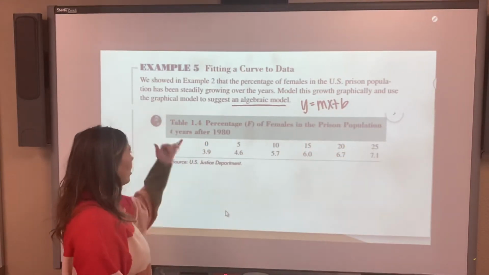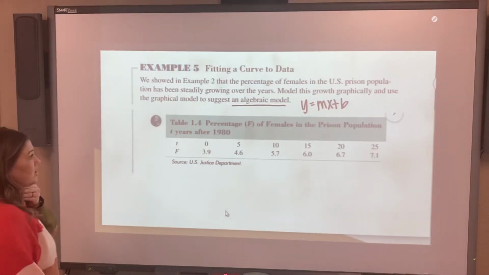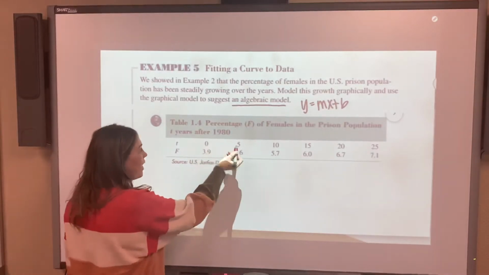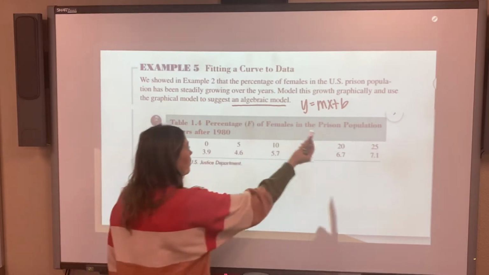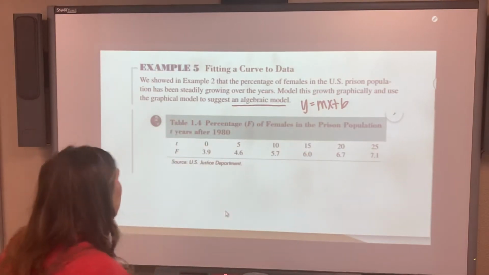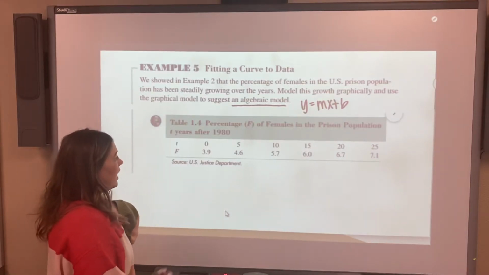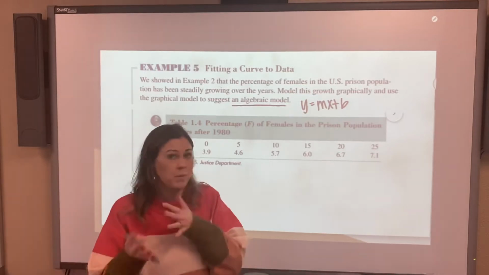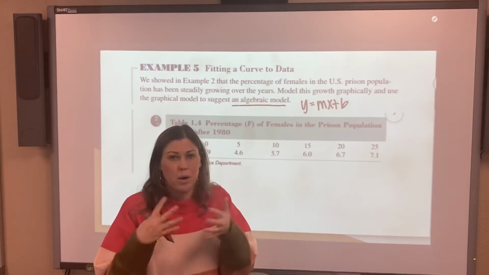Okay, if you look, we have a table. And so the T represents years after 1980. So year 0 would be 1980. 5 would be 1985. 10 would be 1990. Okay, 20 would be 2000. 40 would be 2020. Okay, and so what we're going to do is create and figure out a model so we can figure out however many years after 1980, what would the population be.